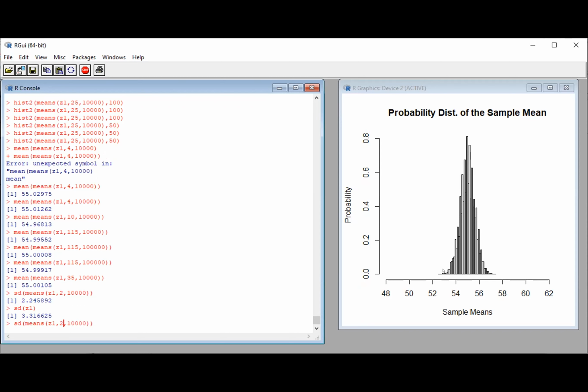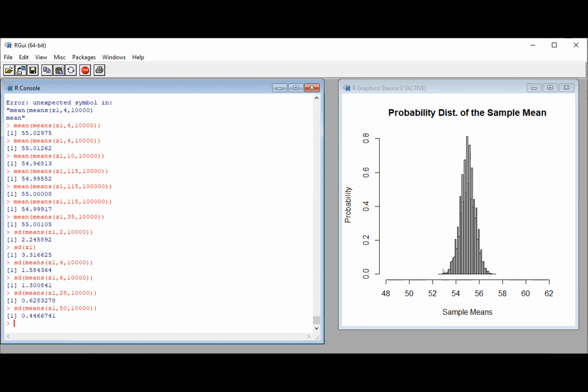So picking a sample of size 2, it gets reduced slightly. But if I pick a sample of size 4, it's smaller, and keeps getting smaller. So the standard deviation of the sample means gets reduced as you increase the sample size.